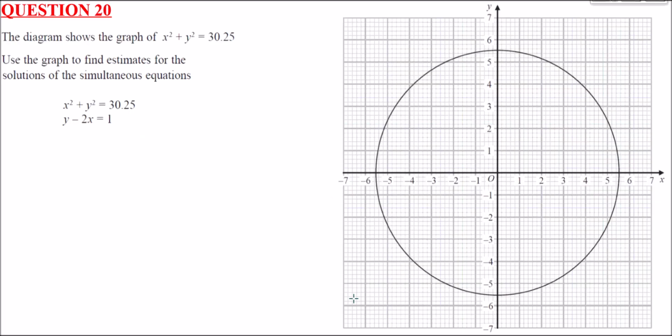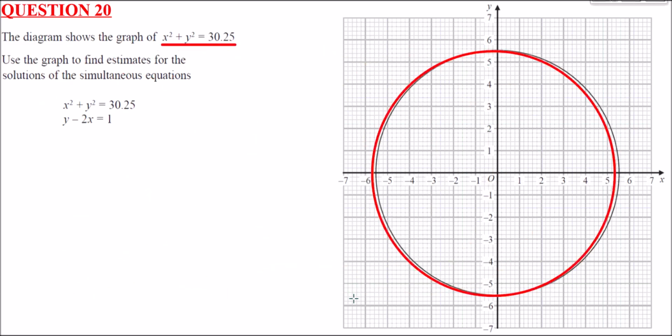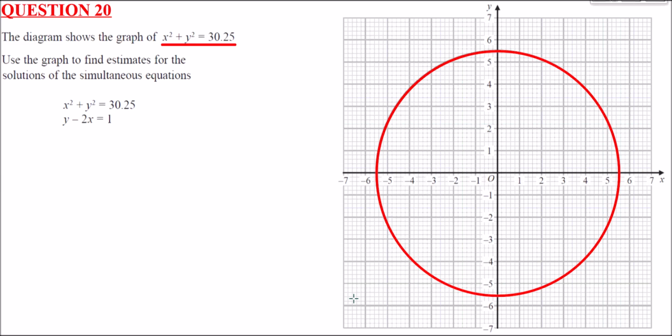Question 20. We've got a diagram showing the graph of x squared plus y squared equals 30.25. Any graph where it's x squared plus y squared equals some number will always give you a circle. So in red, that's the equation of a circle. I'm going to superimpose that red on top of the already given curve, which was a circle.